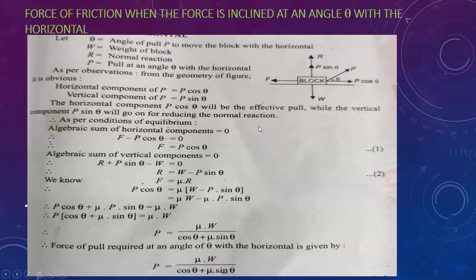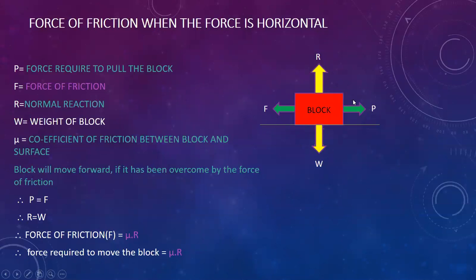You can see one block here. When the block is placed on a surface, we apply one pull P, and due to the friction there is a force of friction in the opposite direction. Applying the pull in this direction, the block tends to move in this direction. When a block is placed on a surface, there is a normal reaction in the upward direction, and there is the weight W in the downward direction, where W is equal to mg.